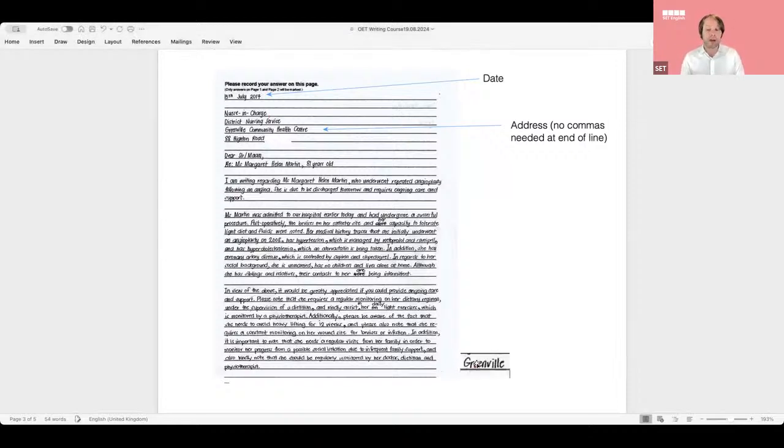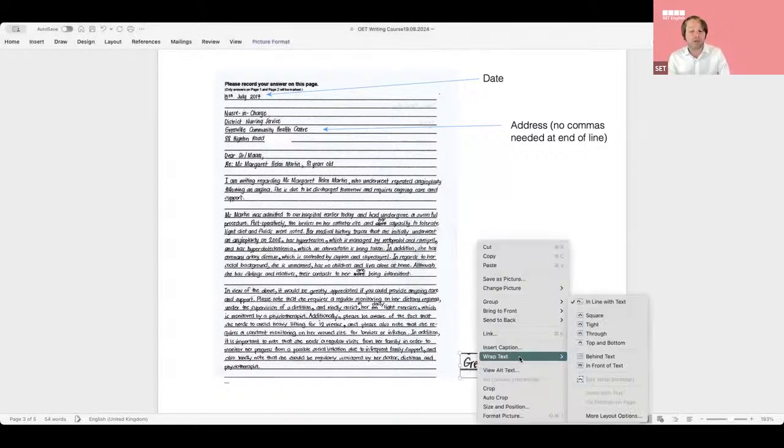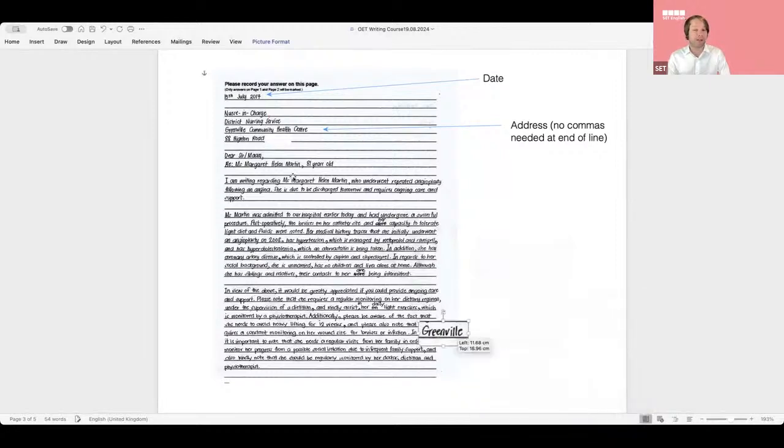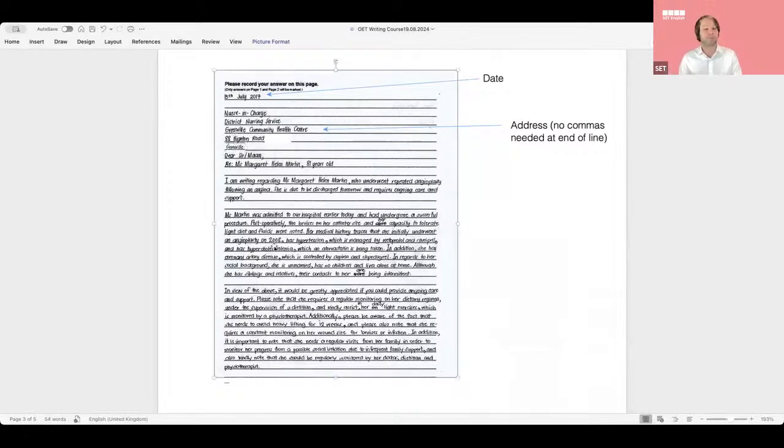Okay, any other questions about addresses? Students often ask me a lot about addresses. It's really simple. Don't need commas. You can use a separate line. Okay. Any questions?